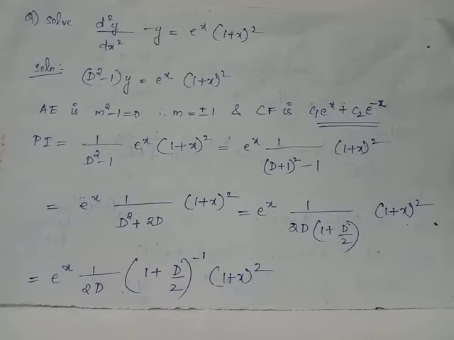Here we have e raised to x as the exponential function and the coefficient of x is 1. Hence, capital D in f of D will be replaced by capital D plus 1. That is, capital D square will be replaced by capital D plus 1 the whole square. And it is this new operator which will act on the function 1 plus x the whole square. We have D plus 1 the whole square minus 1 becomes capital D square plus 2D. Therefore, PI equals e raised to x multiplied by 1 by capital D square plus 2D acting on the input 1 plus x the whole square.